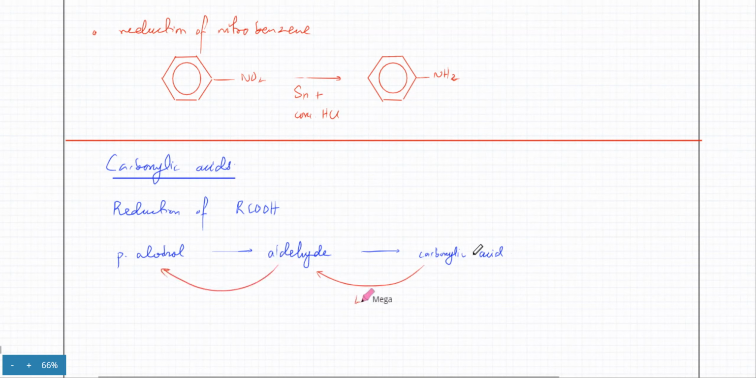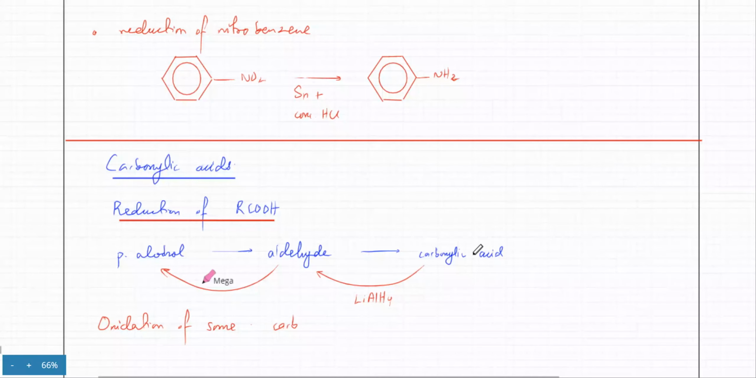And the way that's done is it's going to be LiAlH4. That would be your reducing agent for reduction of a carboxylic acid. Then another thing is that carboxylic acids can also be oxidized, but not all of them. Most of them are very, very stable. So only a few carboxylic acids, and they're basically two.